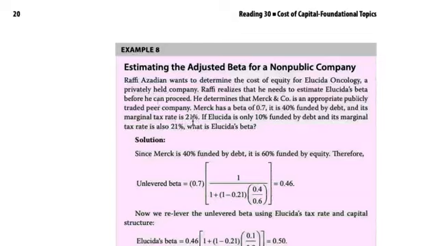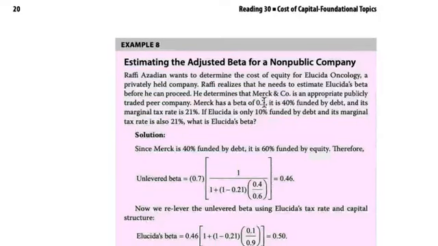Well, we've held the tax rate constant. We're going from 40% debt down to 10% debt. We're starting with a beta of 0.7. We'll unlever it to get rid of the 40% debt. Then we'll re-lever it to add in 10% debt. Shouldn't surprise us that we should have a lower beta, right?